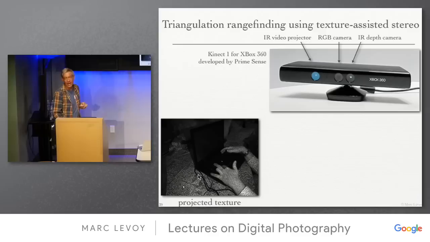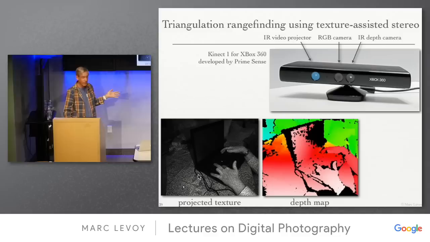The Kinect 2 operates differently than this. It has a time of flight sensor. But in this case of the Kinect 1, you can get a rough depth map that way, and you can play video games.